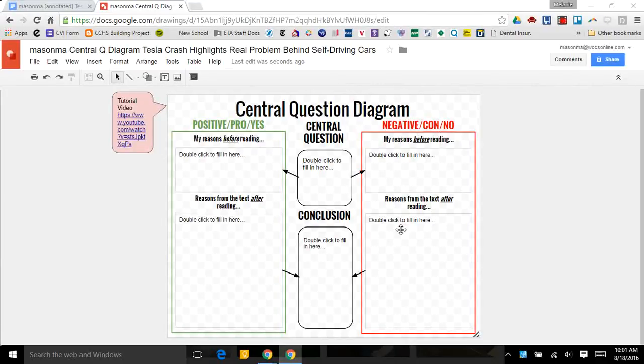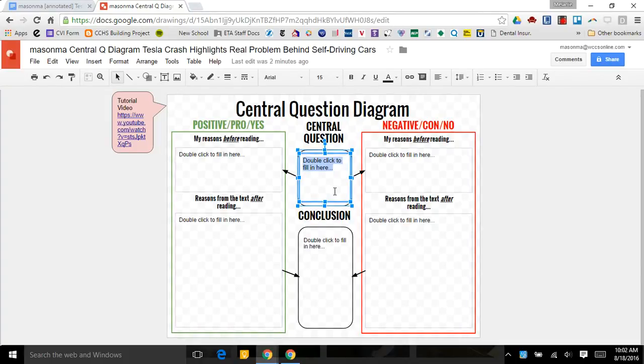Today I'm going to demonstrate how to use the central question diagram critical reading graphic organizer to read an article about Tesla's self-driving cars. The central question diagram works great for articles that present opinions or individual opinions about a topic or an issue. The reason it's called a central question diagram is when you're filling in the graphic organizer, you always start with the central question box first.